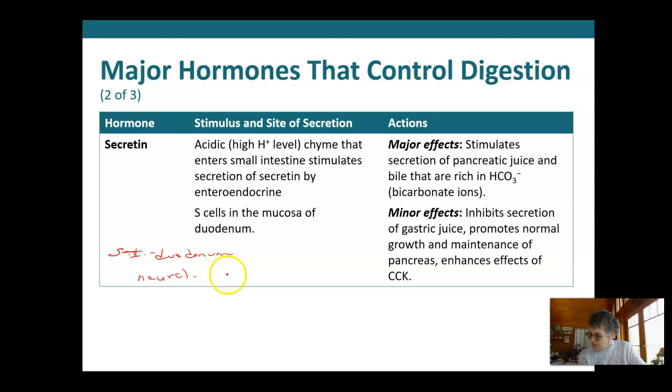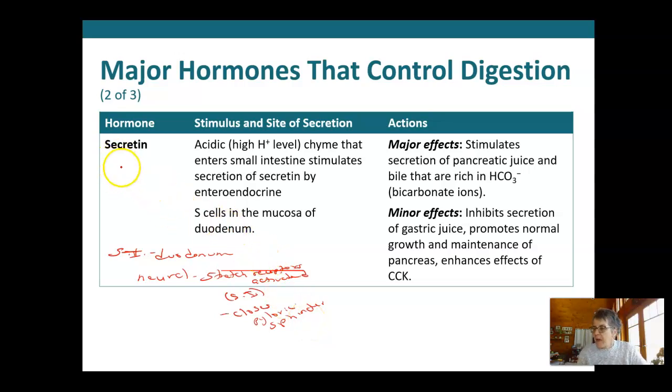So when stretch receptors of the small intestine are activated, what that does is it closes the pyloric sphincter. That says, hey, stomach, don't send us any more food. We're good. And so food's going to stay in the stomach.